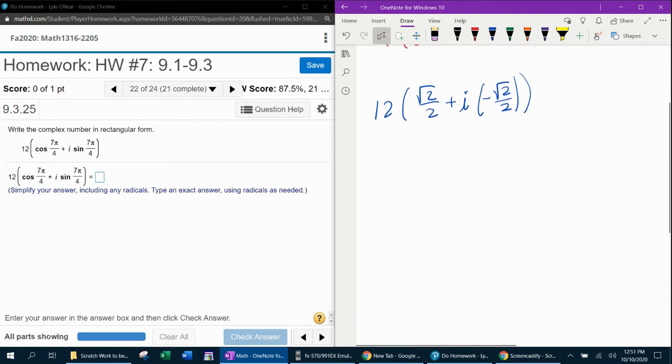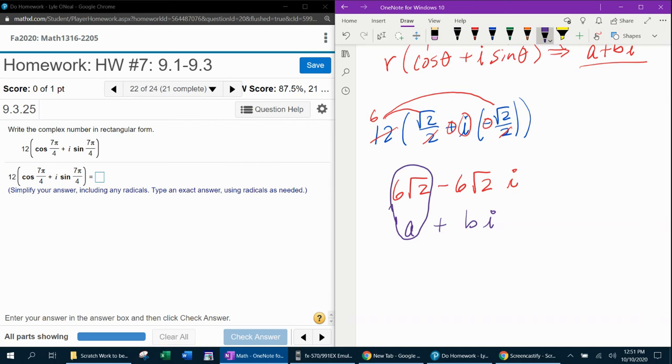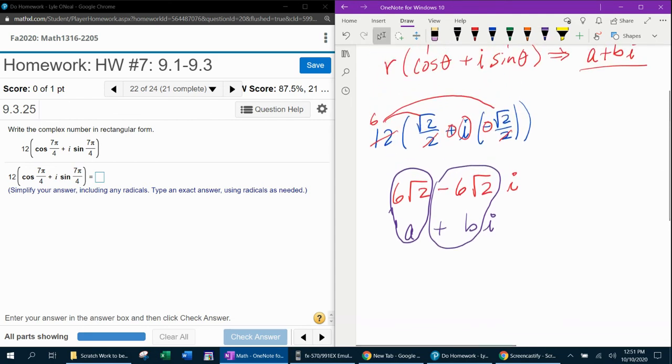Now we need to get rid of the parentheses, which means we need to take the 12 and distribute. Now, lucky for us, the 2 in the denominator does go into 12 evenly, so this is going to reduce nicely, which gives us a 6 to distribute. That's going to give us 6 square root of 2, and a positive times a negative makes a negative 6 square root of 2 i. And then I want you to notice that this is now rectangular form, a plus bi form, where a is 6 square root of 2 and b is negative 6 square root of 2. That is now done.